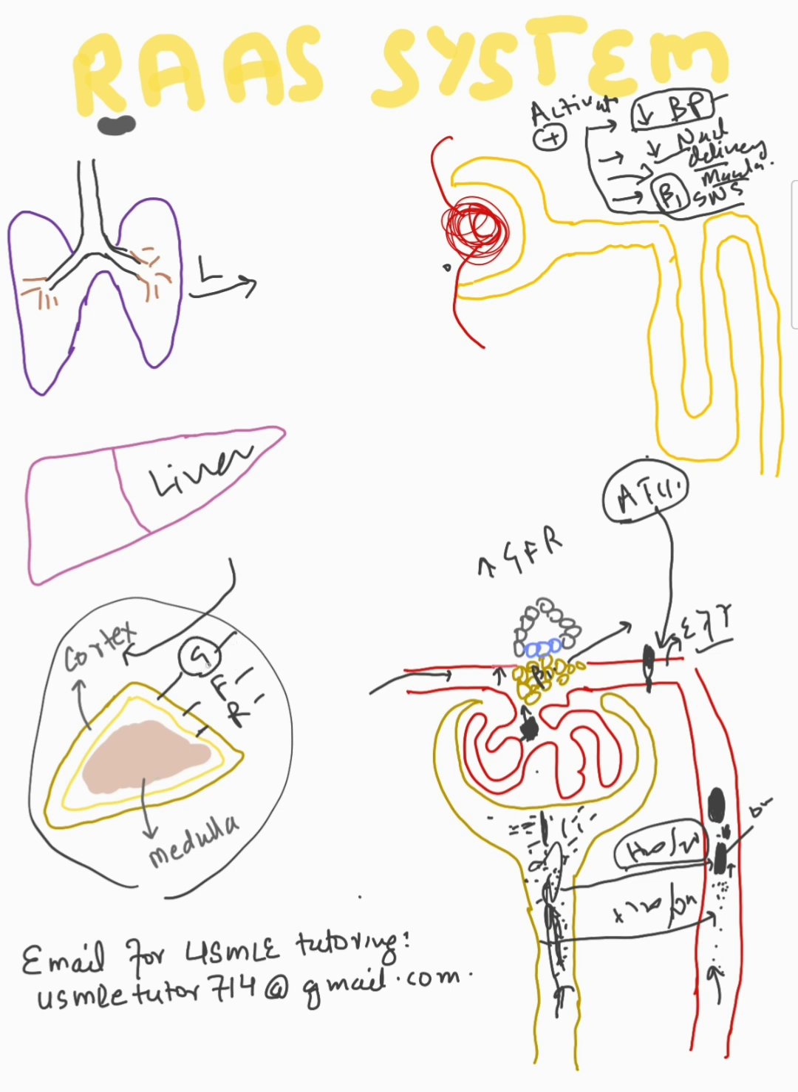Remember, glomerulosa is the most superficial. It releases aldosterone. Fasciculata is in the middle, and it releases cortisol. Aldosterone is going to make you more salty. Cortisol is more sugary, so the deeper you go, the sweeter it gets. And then the reticularis is going to release androgens.